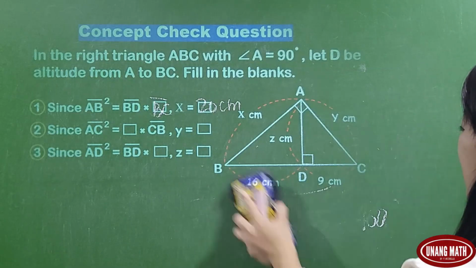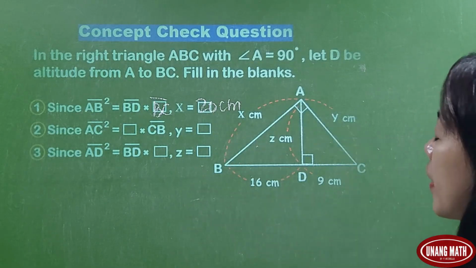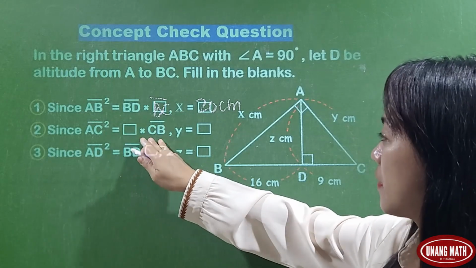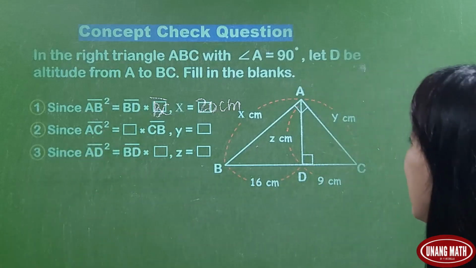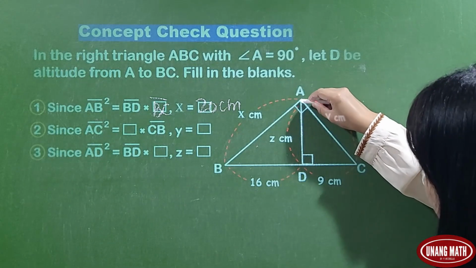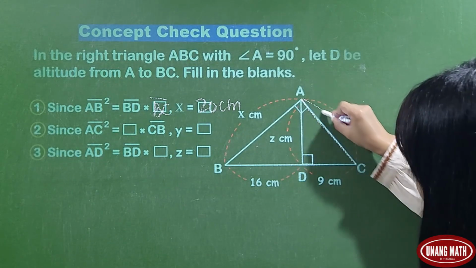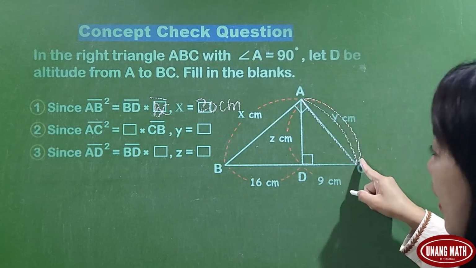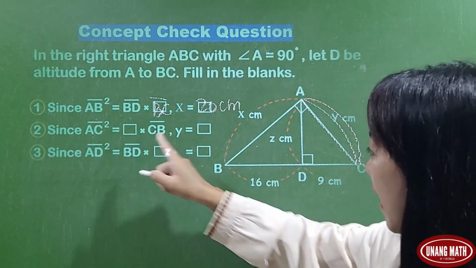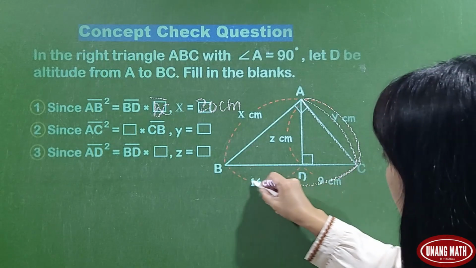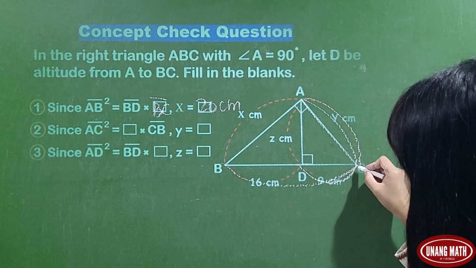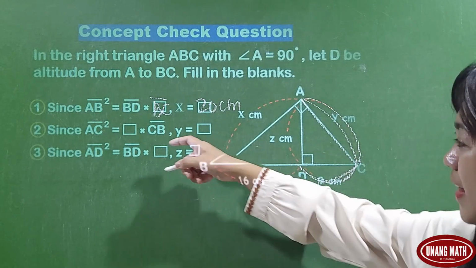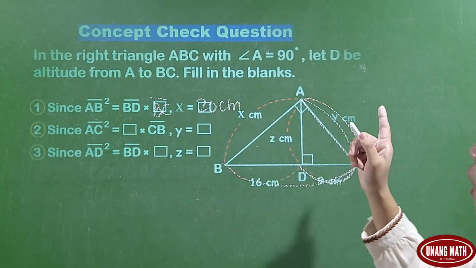What about for number 2? Since segment AC squared is equal to blank times segment CB, what is the value of y? Where is segment AC? So AC is this segment. So 2 of this length is equal to blank times CB. So CB is this length. So it means you have to multiply this by this length CD, and we can find the value of y.